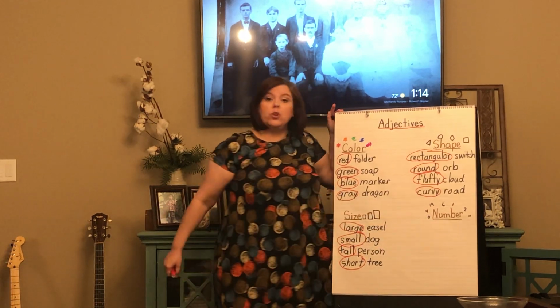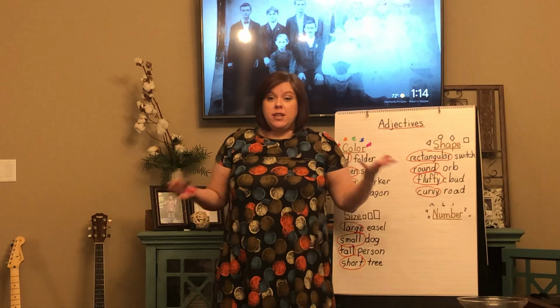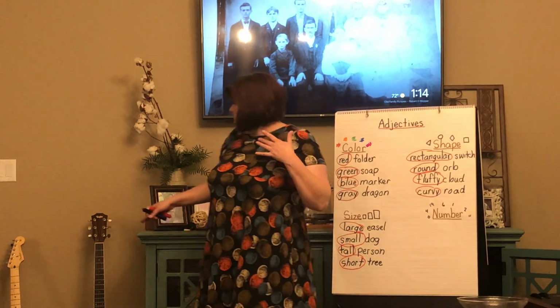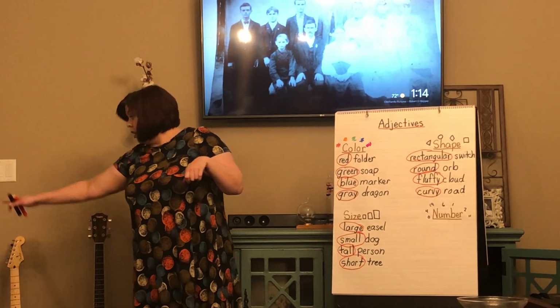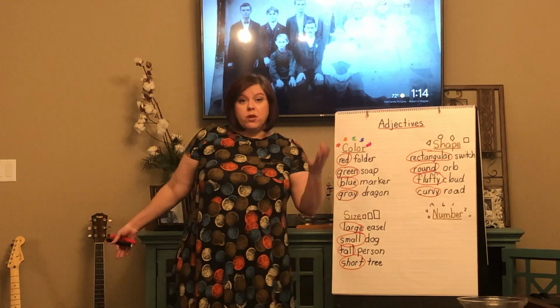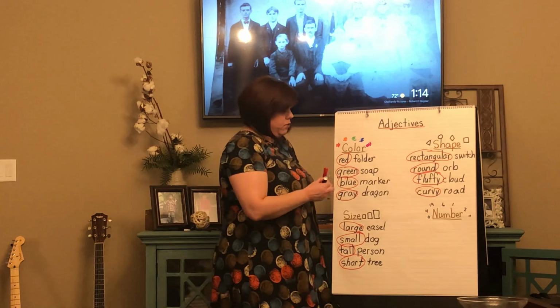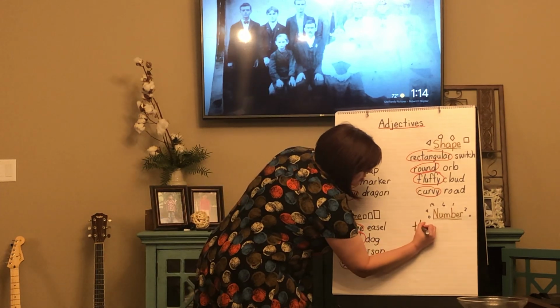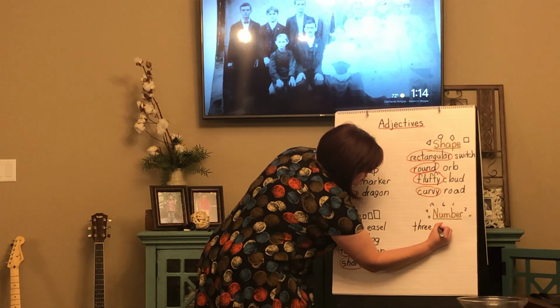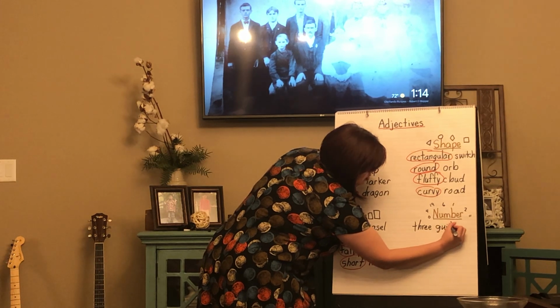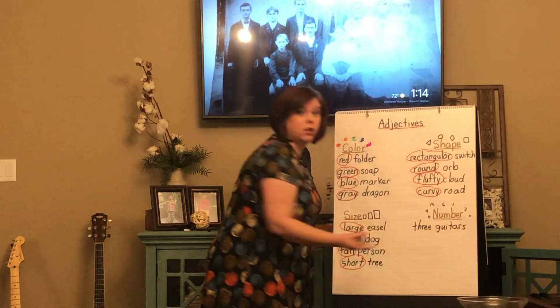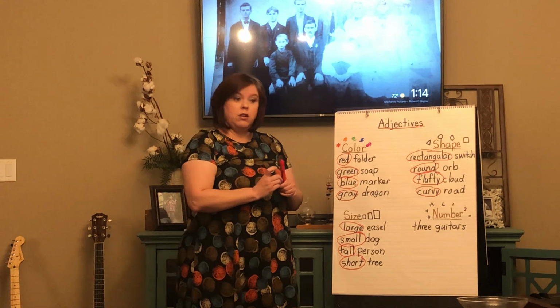Let's look over here. Our last one we're going to look at today is number, like how many of something there are, okay? I don't know if you can see this or not, but over here, there are 3 guitars. And so 3 tells me about how many guitars there are. So there are 3 guitars. And so I would write 3 guitars.